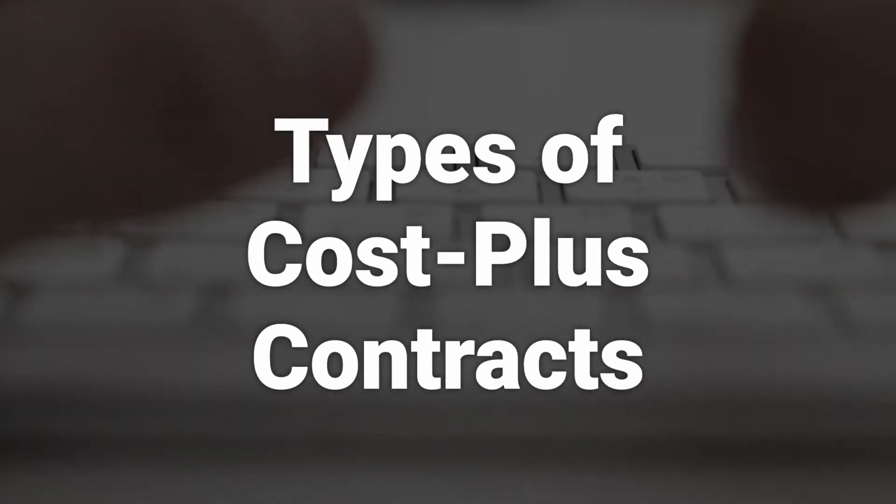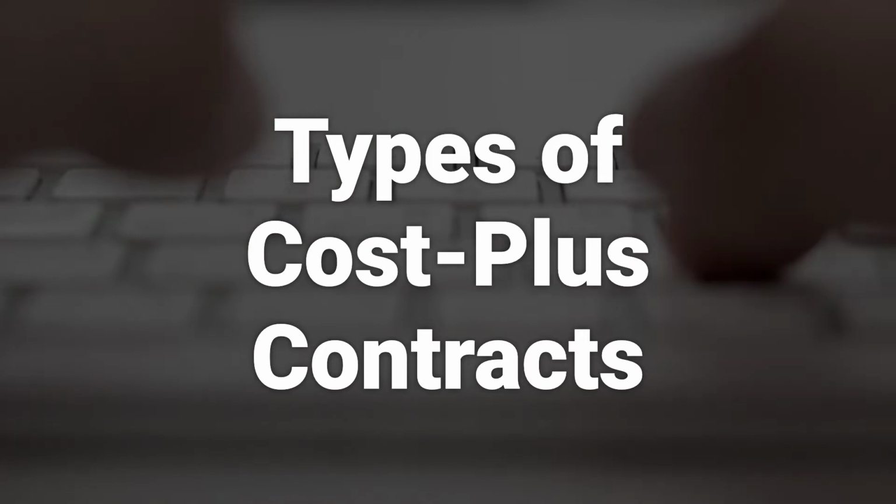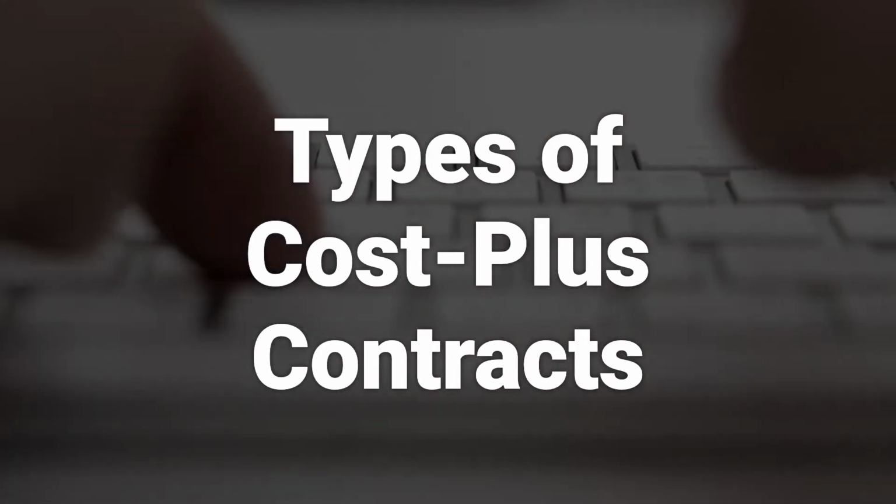Cost-plus contracts can be separated into four categories. They each allow for the reimbursement of costs as well as an additional amount for profit.